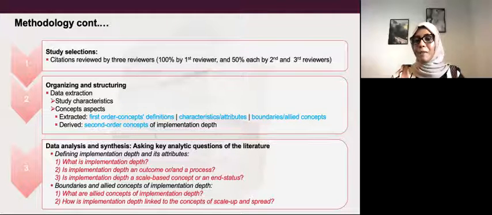Number 1, what is implementation depth? Number 2, is implementation depth an outcome or a process? And number 3, is implementation depth a scale-based concept or an end status? The other main analytic questions that we asked were about boundaries and concepts of implementation depth. In other words, what concepts occur with the concept?